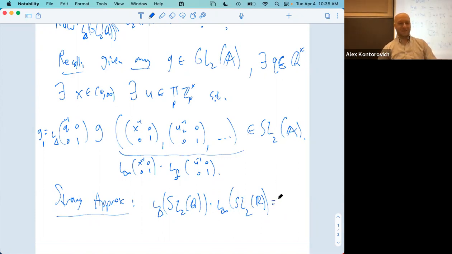Why wouldn't it be one? Whatever the determinant of G was, the determinant of G is equal to the diagonal embedding of Q times the infinite embedding of X times the finite embedding of U.